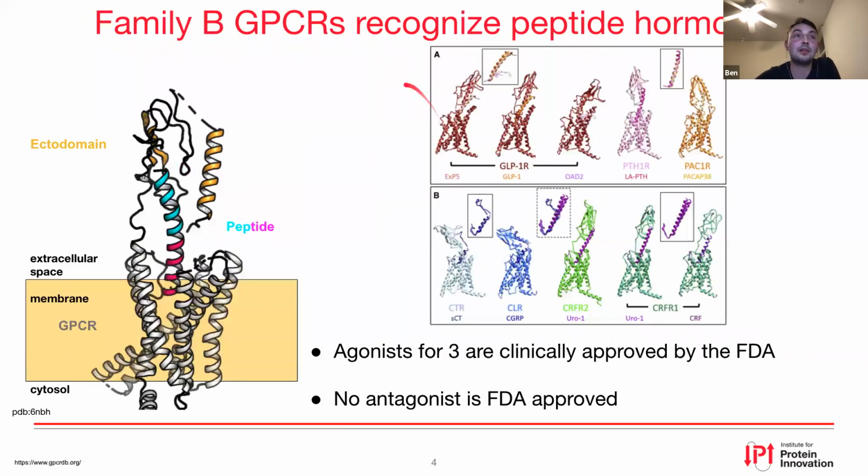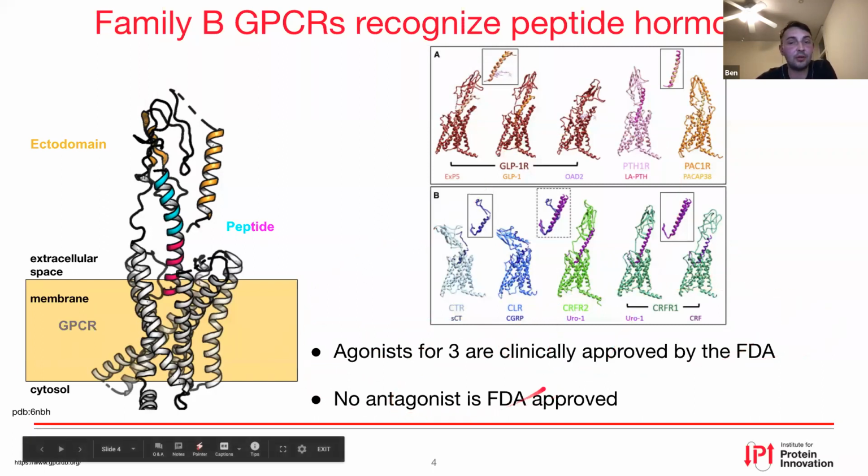Family B GPCRs are characterized by this large ectodomain shown here in orange. It's a fairly small family. There are only 14 members, and they're all regulated by hormone peptides. Here's a structure of a family B GPCR bound to one of the hormone peptides. They are involved in a whole range of responses, from diabetes to osteoporosis to anxiety and some cancers. At the moment, there are only 3 agonists clinically approved by the FDA to target these receptors, and there are no antagonists approved.